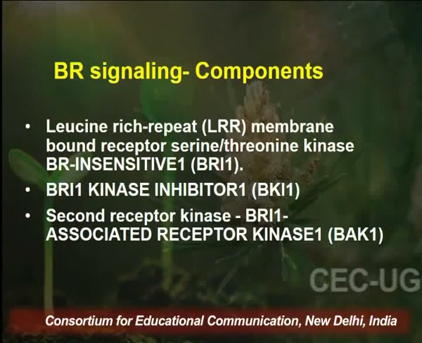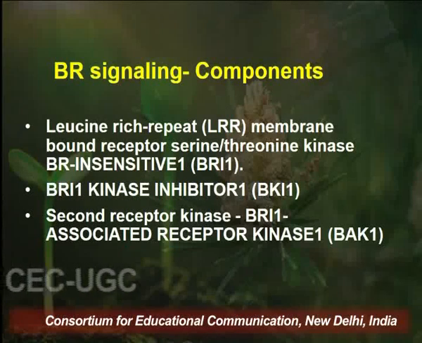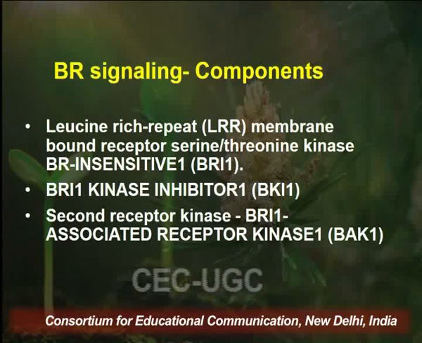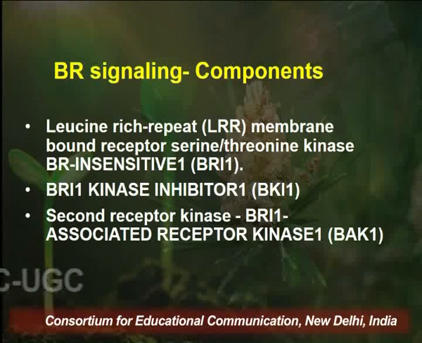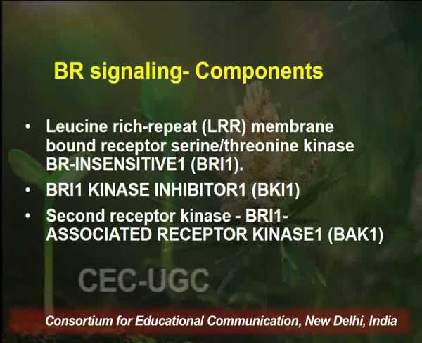So the first component is the leucine rich repeat LRR membrane bound receptor, which is serine threonine kinase type, and it is also known as brassinosteroid insensitive 1, that is BRI1. So in simple words we can say BRI1 are nothing but the receptors that are present on the membrane which cause the binding of brassinosteroid onto the plant cell.